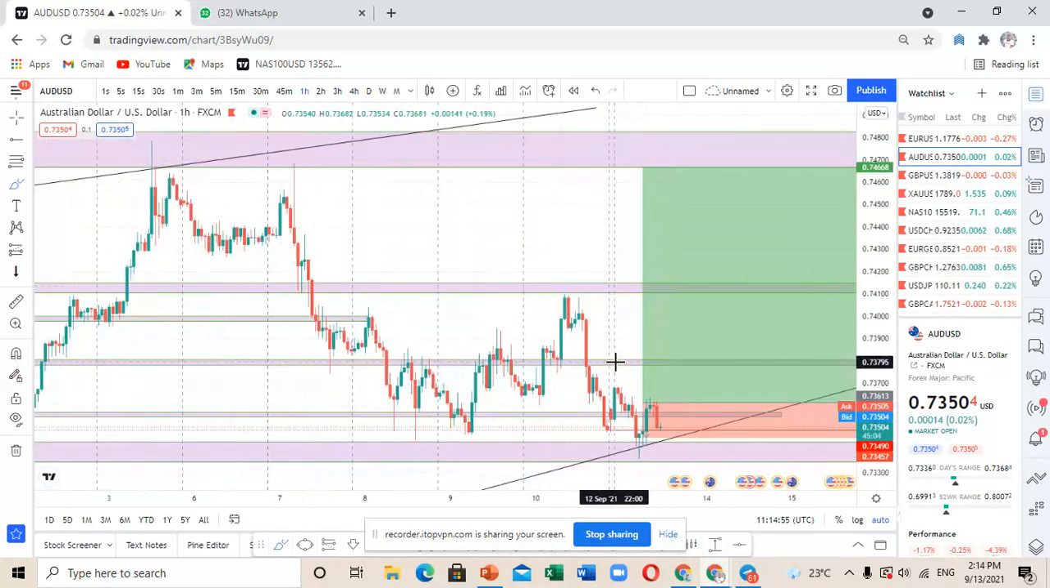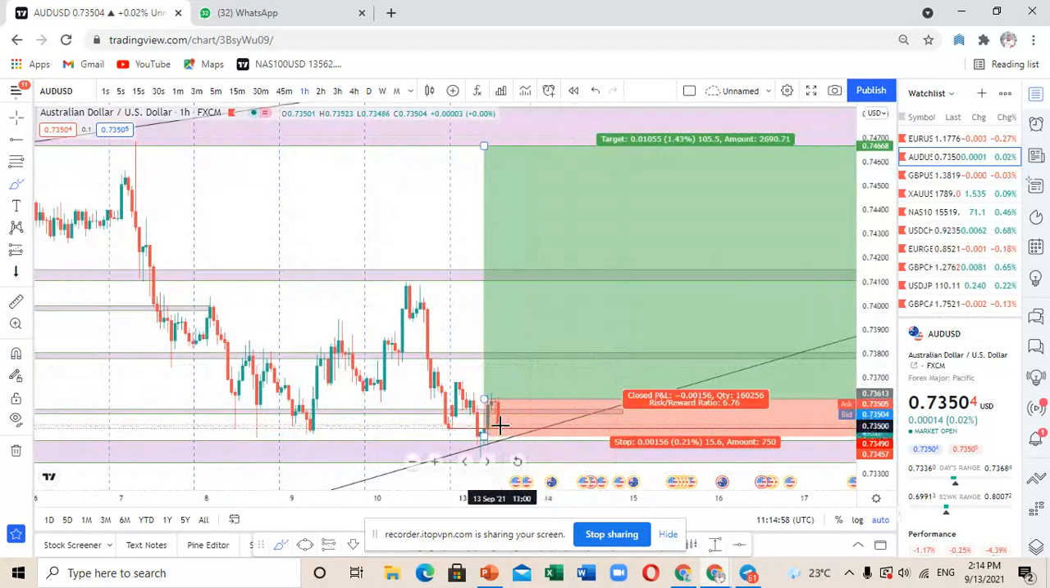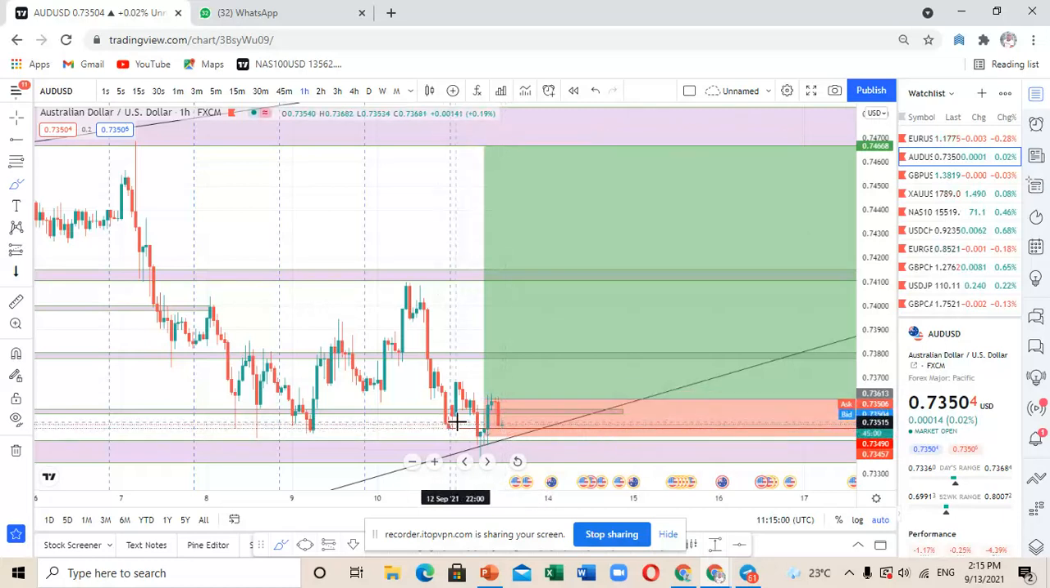Now from the hourly time frame, you can clearly see what I'm trying to say. I'm currently in this trade, so I'm expecting that. You can see that this is the inverted head and shoulders.